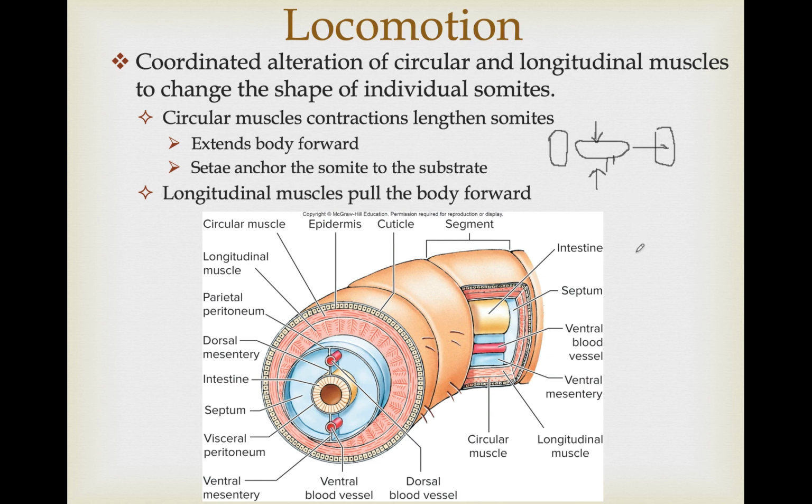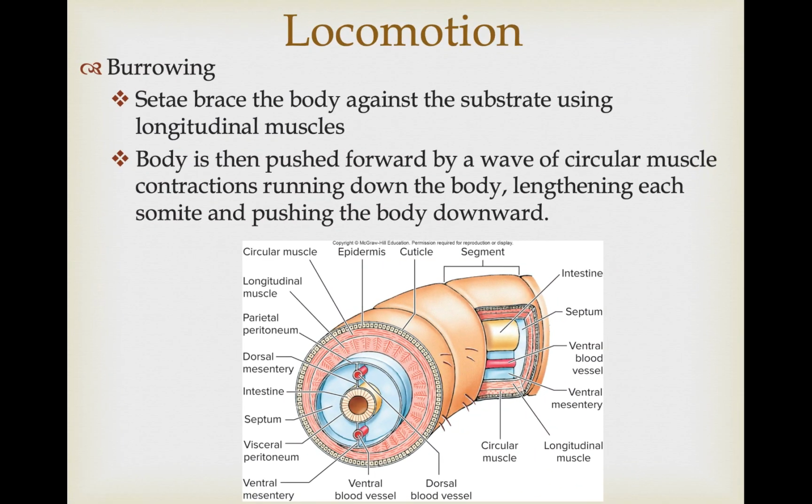And so this coordinated movement of circular muscles and longitudinal muscles and circular muscles can allow the organism basically just to slowly crawl forward. Burrowing is basically accomplished in the same way as I just described. So the setae would brace the body against some substrate using their longitudinal muscles. So by contracting the longitudinal muscles, it makes them bigger around. That would contract the walls.